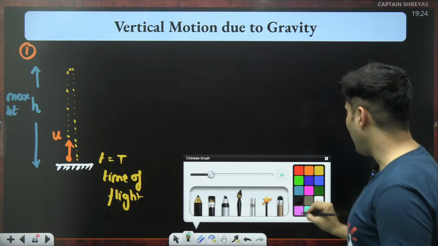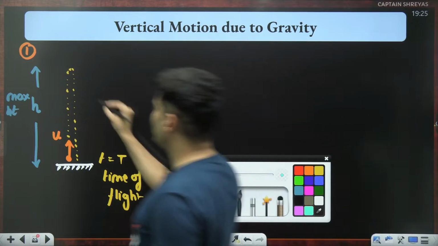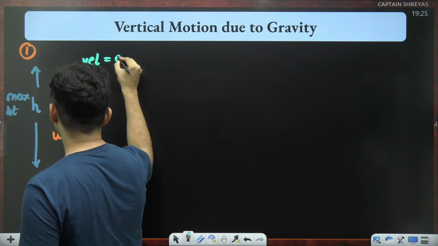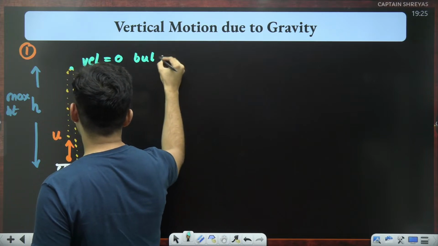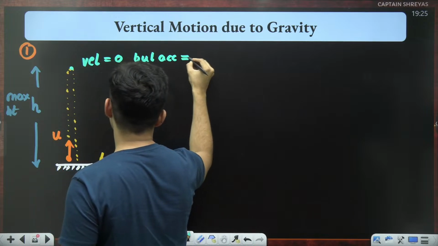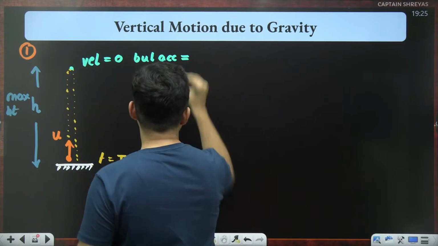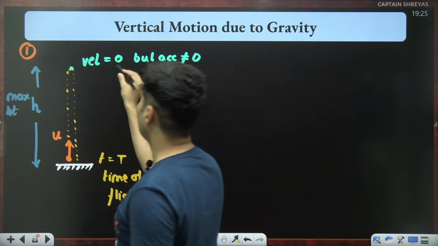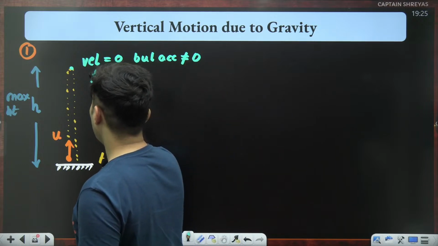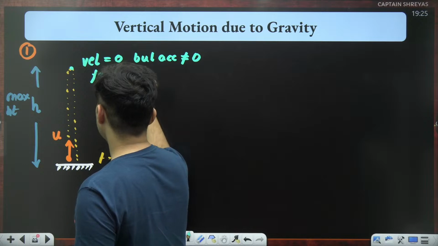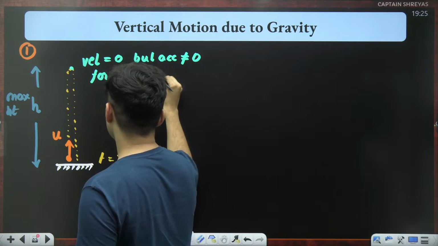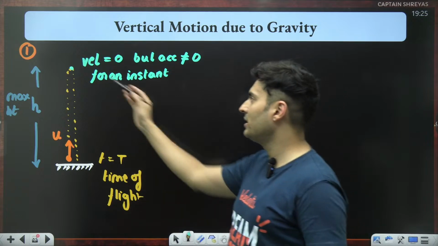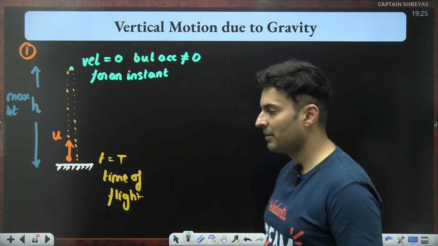One thing you should be absolutely clear. At this topmost point, the velocity is 0, but acceleration is still there. Acceleration is not 0. And this is all for a moment. Velocity is 0 for an instant. Instant means very, very small time, dt time. For a very, very small time, the velocity is 0. Immediately it turns back. Correct?